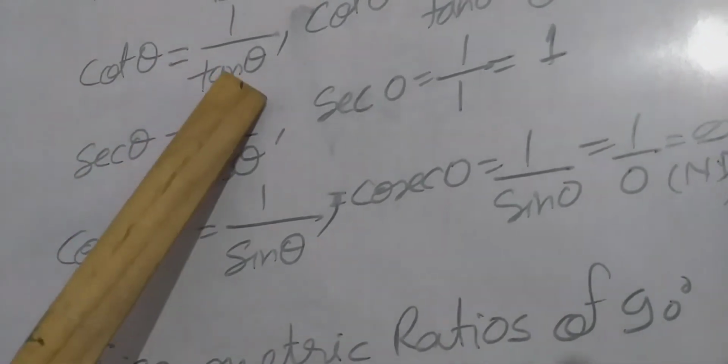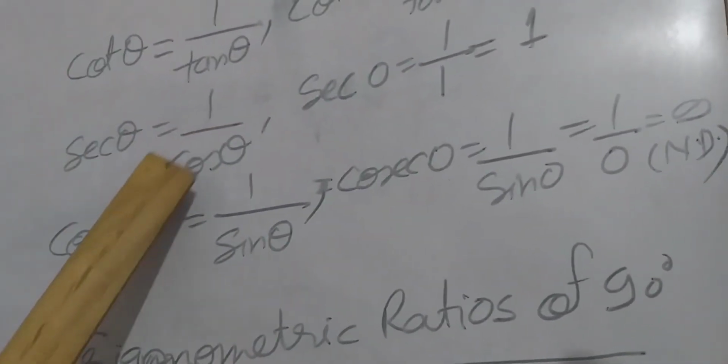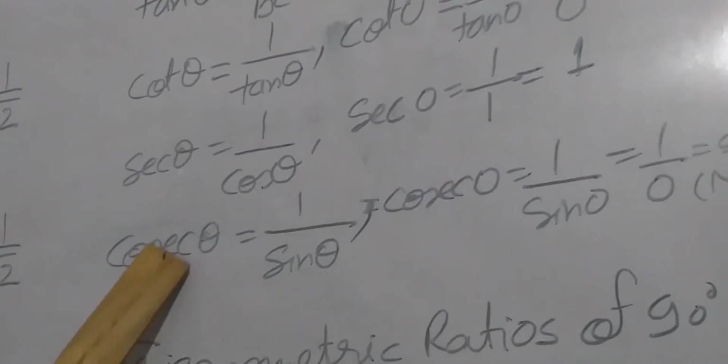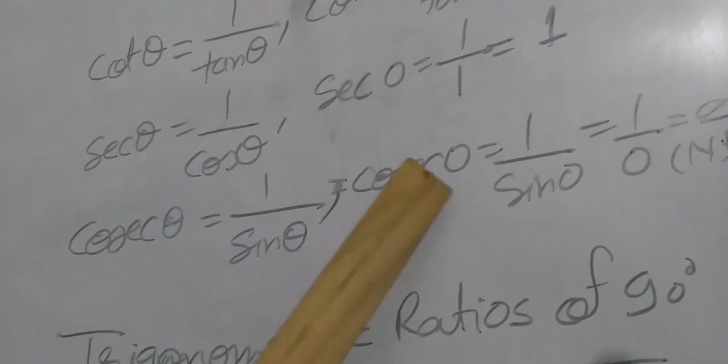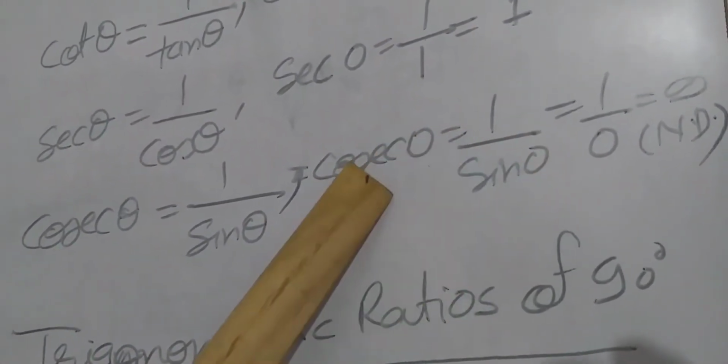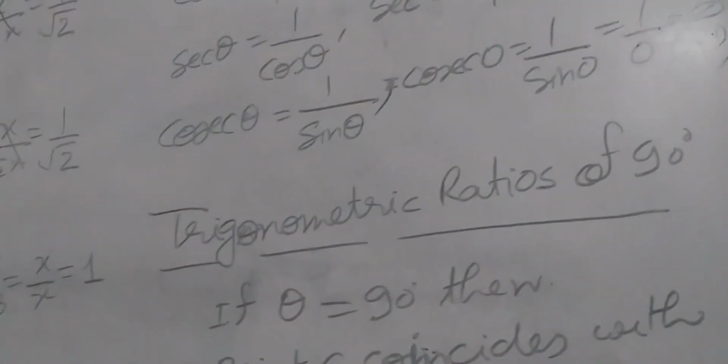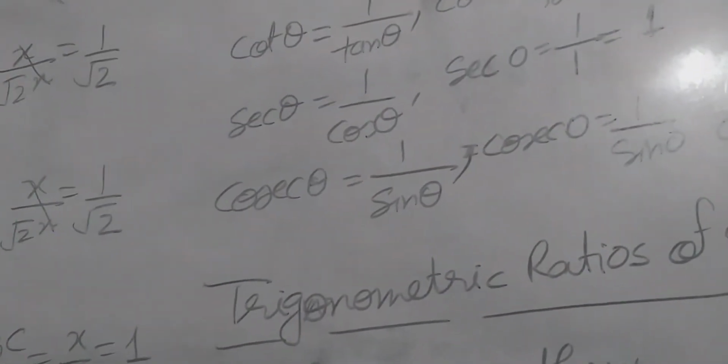Now students, sec theta equals 1 upon cos theta. Sec is the reciprocal of cos. Sec 0, cos 0 value is 1. So 1 upon 1 is equal to 1. Sec 0 value is 1. Now cosec theta equal to 1 upon sin theta. Cosec 0 equal to 1 upon sin 0. Sin 0 value is 0. 1 upon 0 is not defined. So cosec 0 equals not defined, infinity. So these are the values of 0 degree angle students.